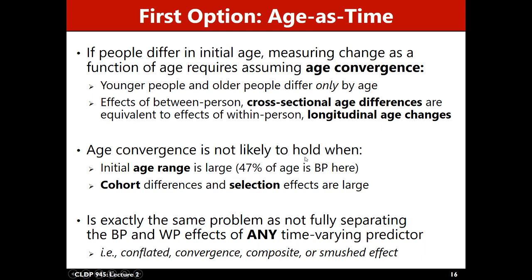So how do we test if it's acceptable to say that the effect of cross-sectional age is the same as the longitudinal effect of age? It turns into an omitted variable problem.